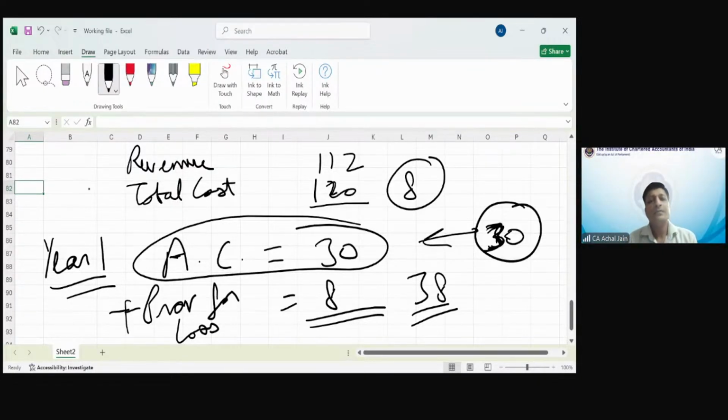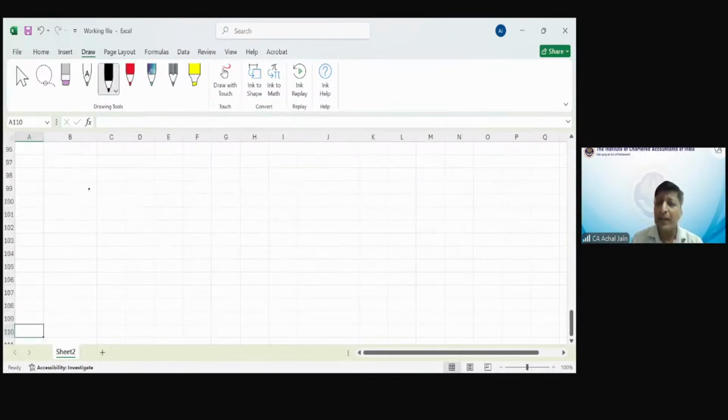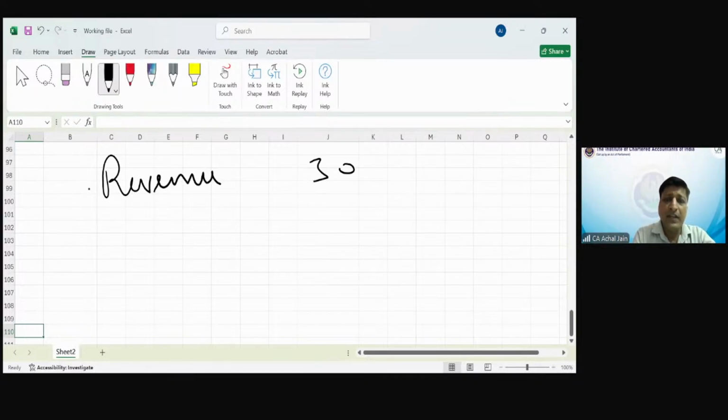Clear? Sir, will we not subtract the loss from the revenue? The revenue we have to record is only to the extent of cost. So why do you need to reduce it? If you look at your P&L, you'll present your numbers in the P&L. In the first year, what do you have? Revenue of 30 lakhs and your cost is 30 lakhs.